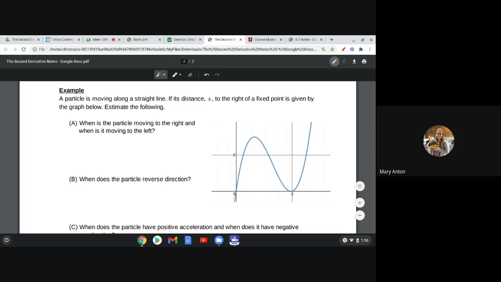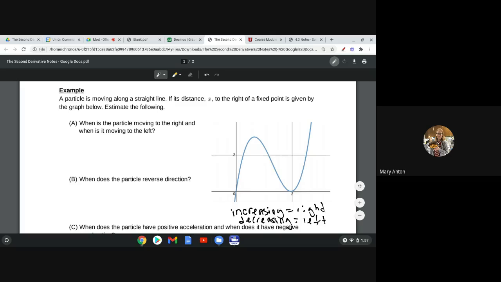What does this position graph mean? When the graph is increasing, you're moving right. And when it's decreasing, you're moving left. So when the graph is increasing, we're moving to the right, and when it's decreasing, we're moving to the left. We'll estimate the exact points though.